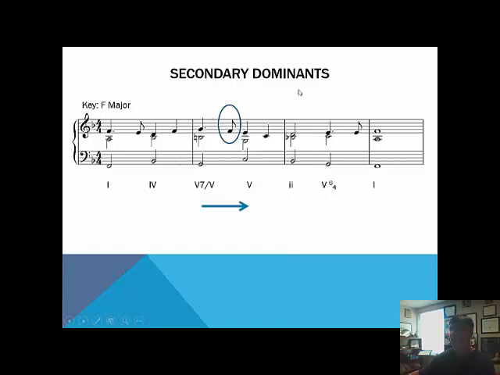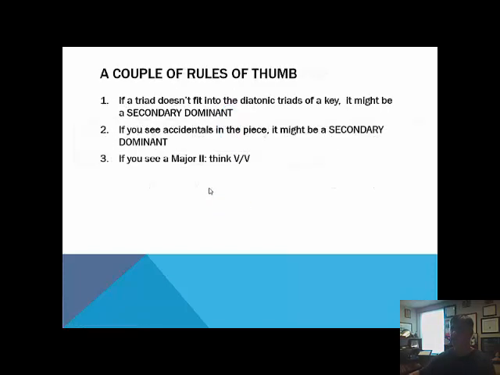This word dominant really is part of this. A dominant chord is a 5 chord that pulls back to some kind of tonic. So this is like a little temporary key change to the key of the 5, and this is the 5 of 5. So what am I talking about really? Well, if the triad doesn't fit into the diatonic triads of the key, it might be a secondary dominant. If you see accidentals in the piece, it might be a secondary dominant.